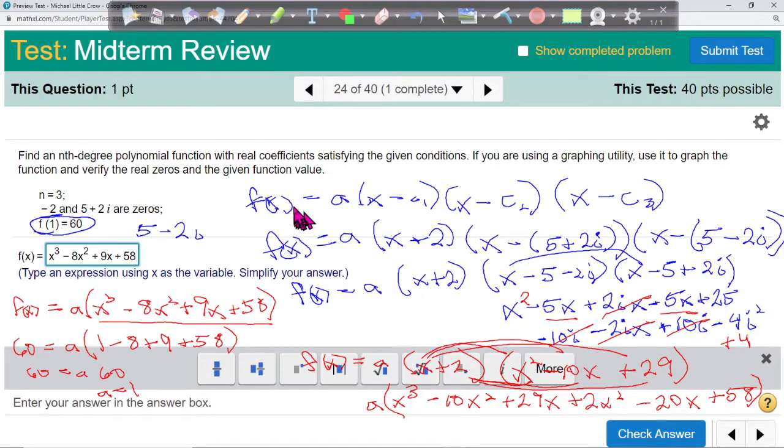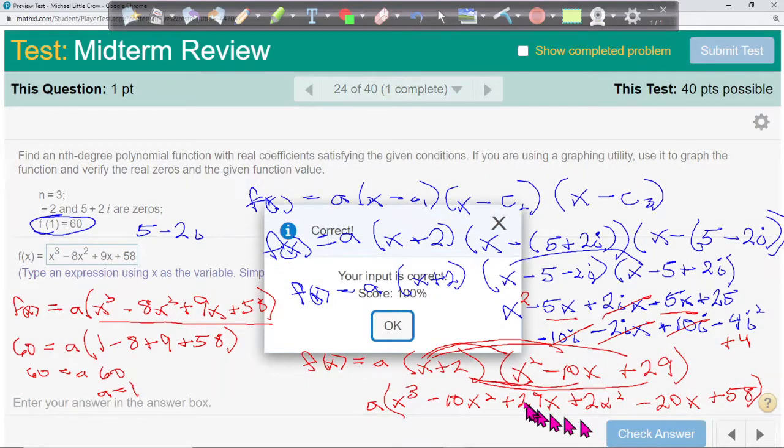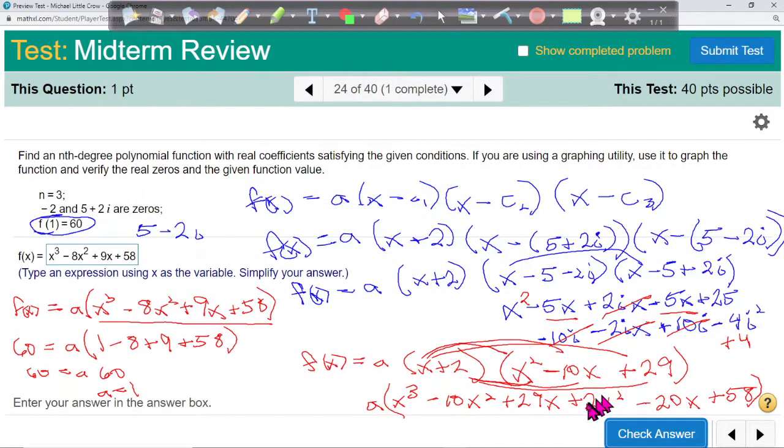Okay, so again, use this basic setup. If it was a fourth degree, we'd have another term here. It's x minus the zeros. Plug in the zeros. Let's check our answer. Yeah, it worked. Okay. Put that there. Let's keep moving forward. Let's remove the work.